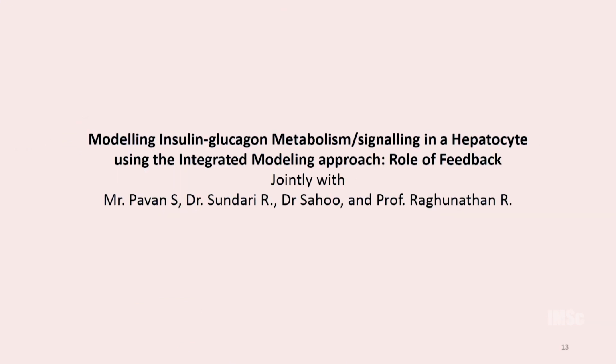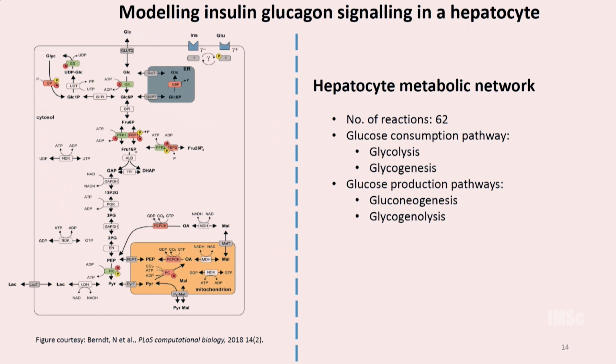So this is the philosophy we started with, and we first looked at a simple model, the hepatocyte. We started with some more complex model, but I didn't like it, so we said, okay, we'll take a simple model available in the literature, where we model insulin glucagon signaling in hepatocyte metabolic networks, with 62 reactions where glucose consumption pathways and glucose production pathways are there, covering glycolysis, glycogenesis, gluconeogenesis, etc.